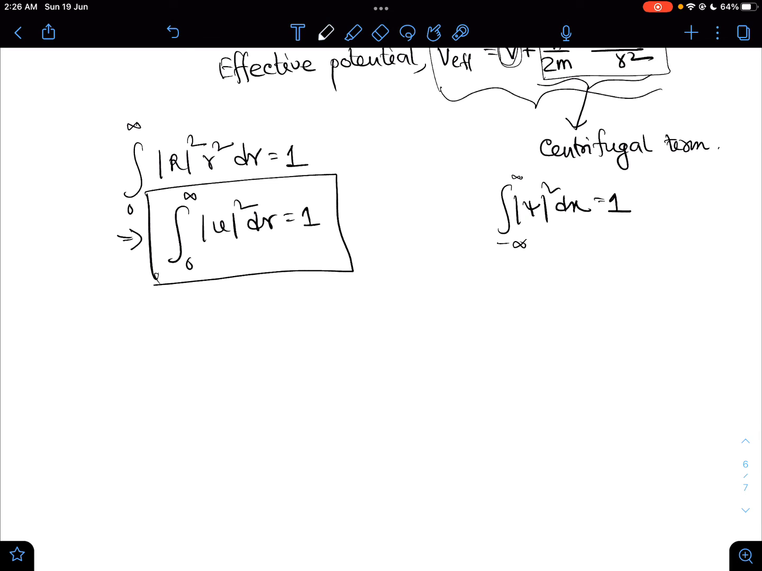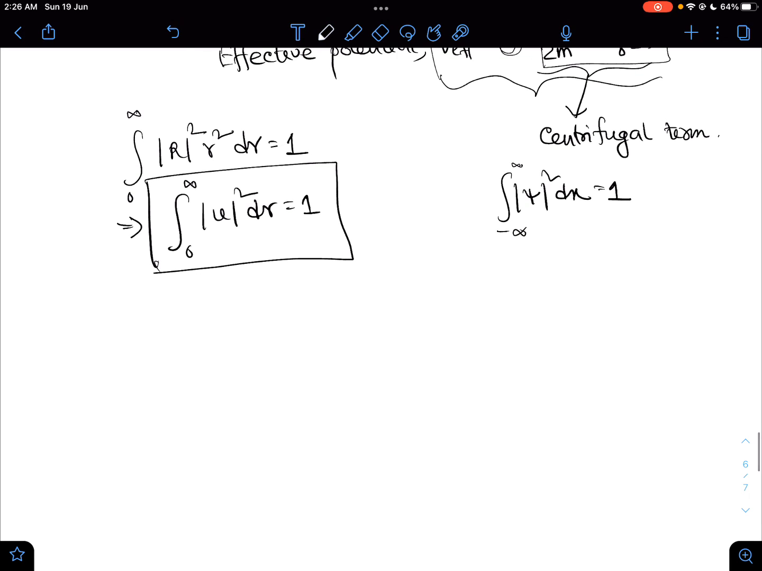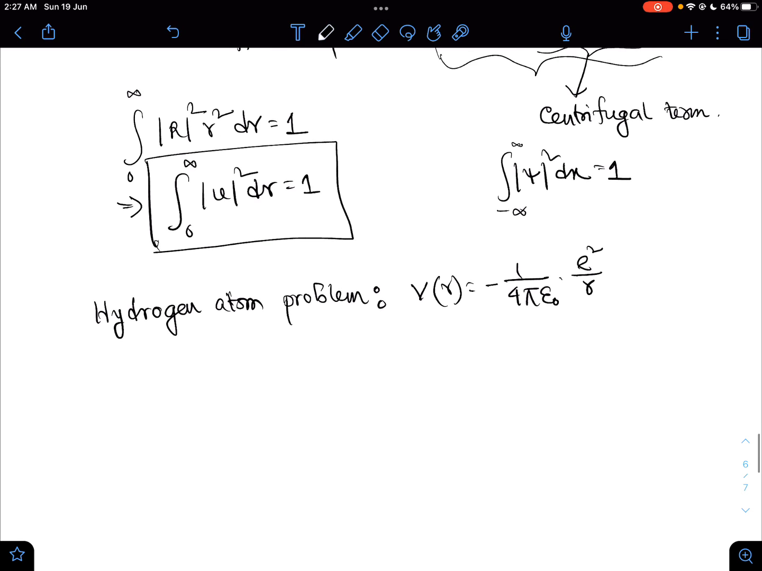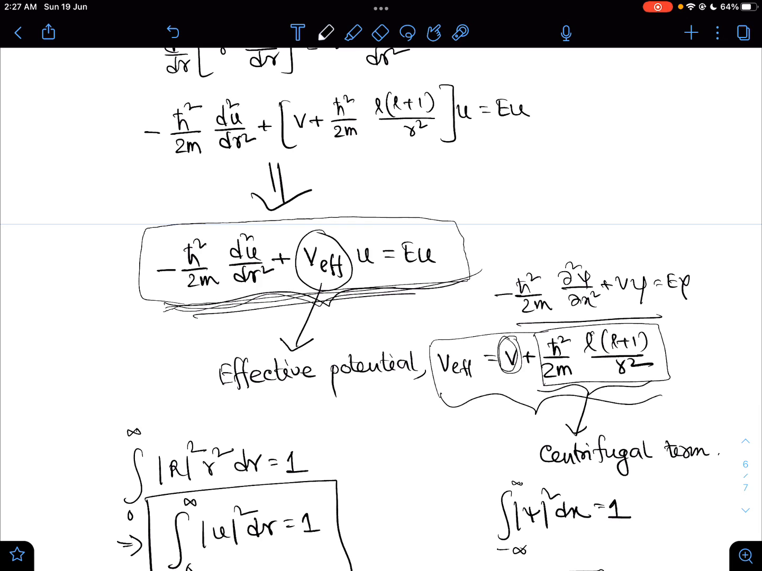So in the next video we will solve our hydrogen atom problem. For that we will be given a potential of the form minus 1 by 4 pi epsilon naught times e squared by r. If we have this potential, then we will try to solve our radial equation, and we can get the wave function of the hydrogen atom, and we will do an analysis.